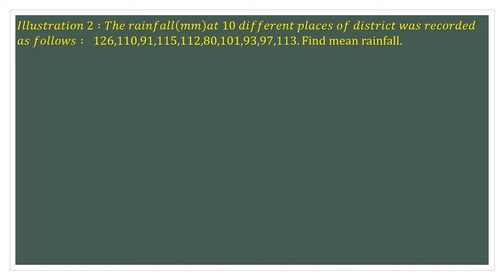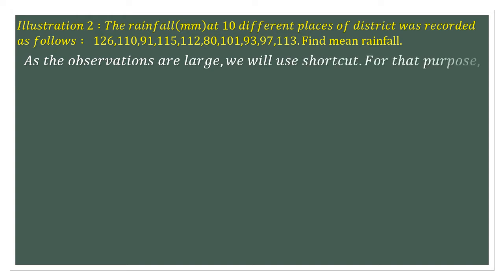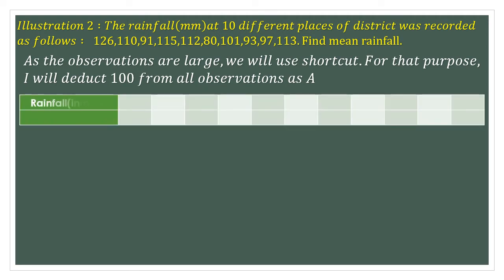Okay, now this is a sum which has big values, as you can see in hundreds. So we are going to use the shortcut method to solve this. The observations are large, so we will use the shortcut, and for that purpose the assumed mean which I am going to take is 100. That means I will deduct 100 from all the observations to make them smaller. I will prepare a table to explain that here. Rainfall in millimeters is given, and then I am going to find the D from that rainfall, that will be x minus a, where a will be 100.